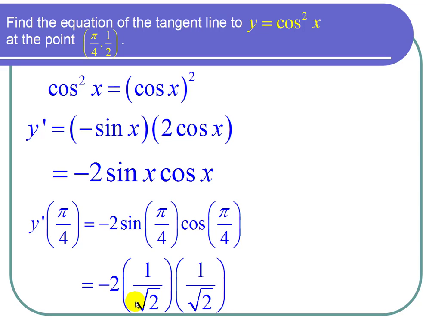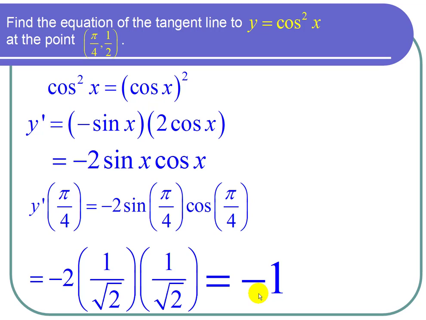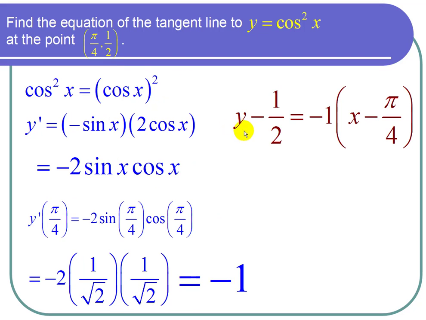And now I can just finish up by using the point slope form for the equation of a line. I have my slope, which is negative 1. I have my point, which is pi over 4, 1/2. So remember that point slope form is y minus y1 equals m times x minus x1. So in particular, I have y minus my y-coordinate, 1/2, equals m. m is our slope, which was the derivative, which is negative 1, times x minus my x1, and the x-coordinate is pi over 4.